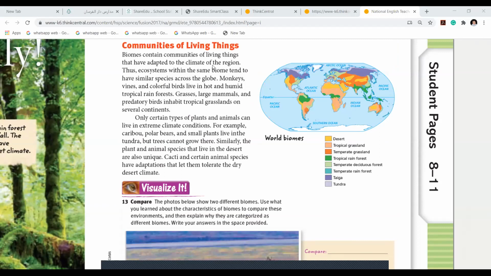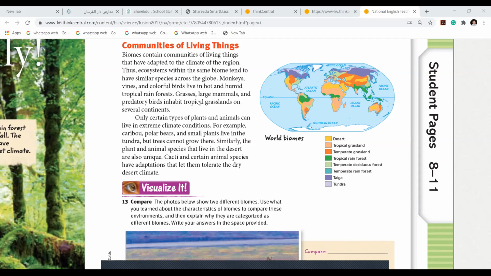Biomes contain communities of living things. When I say communities, it means you can find different kinds of animals. Like I told you, zebra, deer, monkeys, tiger, they all live in one place, different species, and they depend on each other for their living. So biomes have communities of living things that are adapted to the climate of the region. Girls, if I say the polar bear should come and stay in the desert, it cannot.